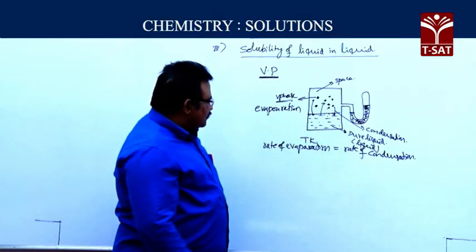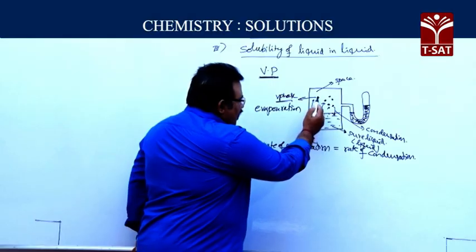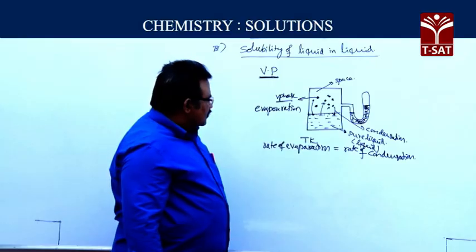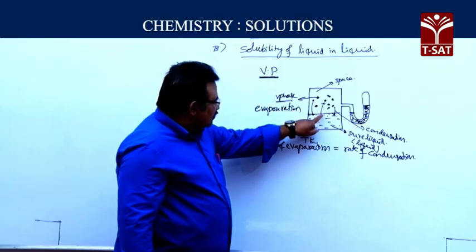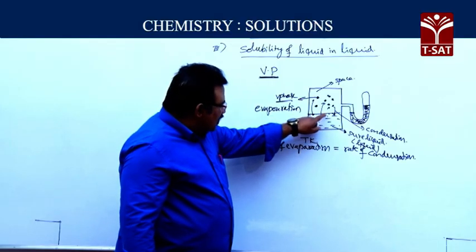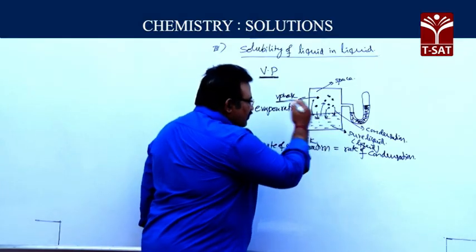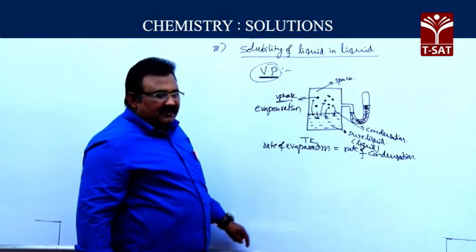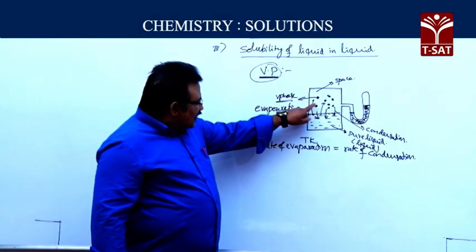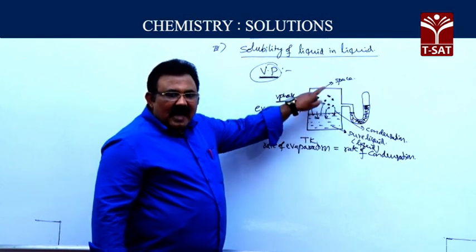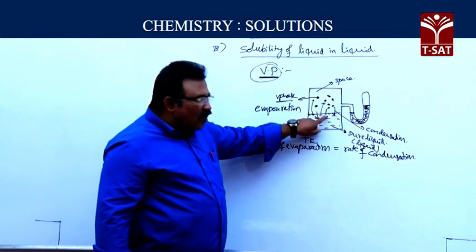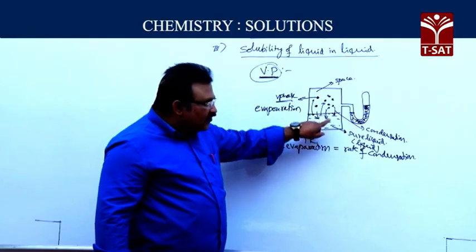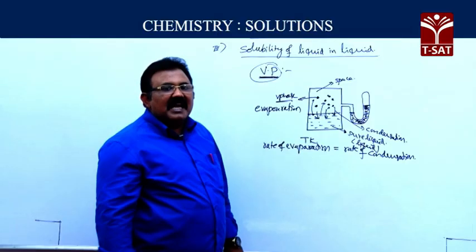At that stage, the constant number of molecules in the vapor state creates some pressure over this liquid surface. So, now let us see what is vapor pressure. The pressure exerted by vapor on its own liquid surface when the vapor phase and liquid phase are in dynamic equilibrium.